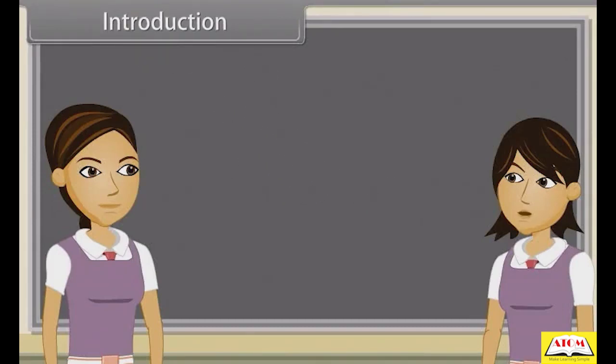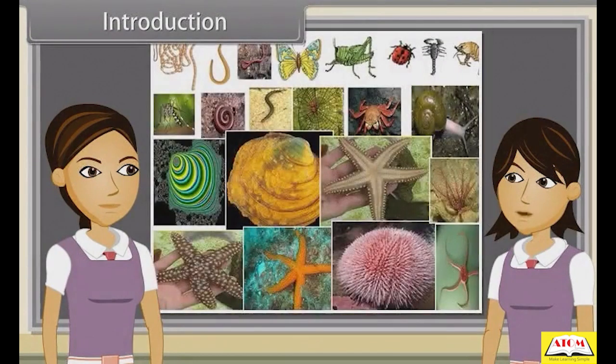Sharmila, in our last discussion we studied characteristics of Platyhelminthes, Aschelminthes, Annelida, Arthropoda, Mollusca and Echinodermata. Yes, now we are going to discuss characteristics of Hemichordates, Chordates, Vertebrates, Cyclostomata, Chondrichthyes, Osteichthyes, Amphibians, Reptilia, Aves and Mammalia.